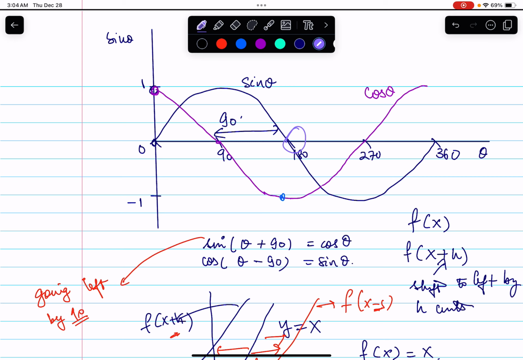And then similarly, you can look at this function over here. On the other hand, if I've got cosine of theta minus 90, so if it's theta minus 90, I'm going to the right by 90. So if I take this cosine of theta function, right?